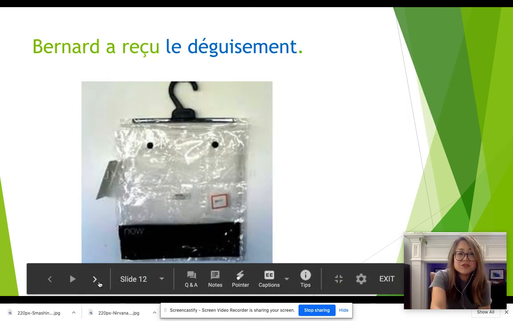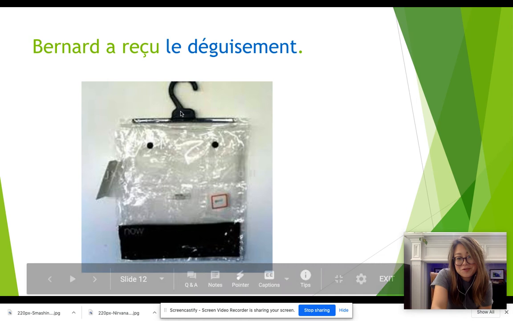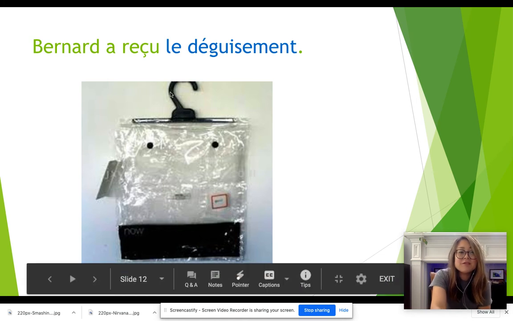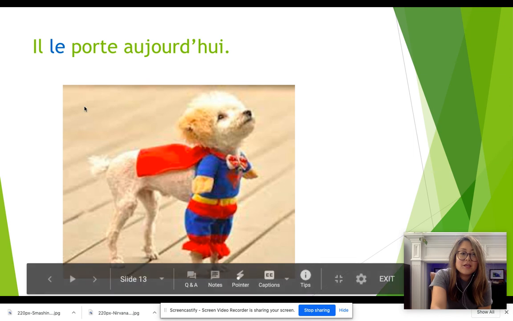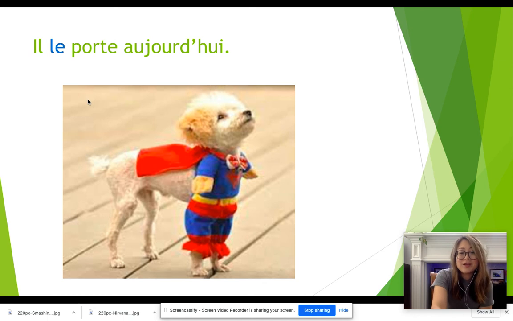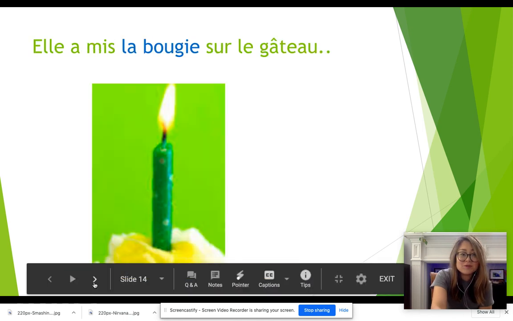Bernard a reçu le déguisement. So a déguisement is a costume. He received the costume. Maybe he ordered it through Amazon. Notice how this is passé composé. Il le porte aujourd'hui. He's wearing it today. It's masculine, so it's le.